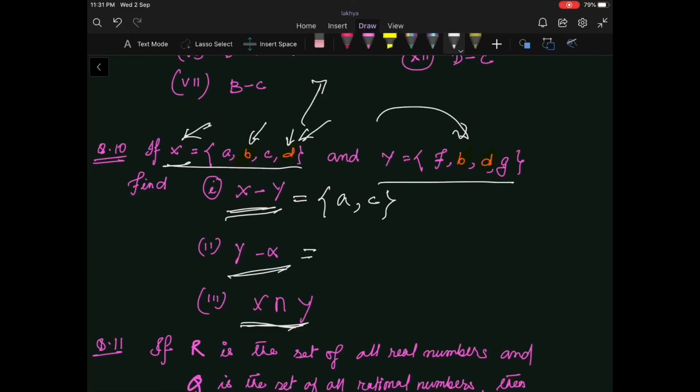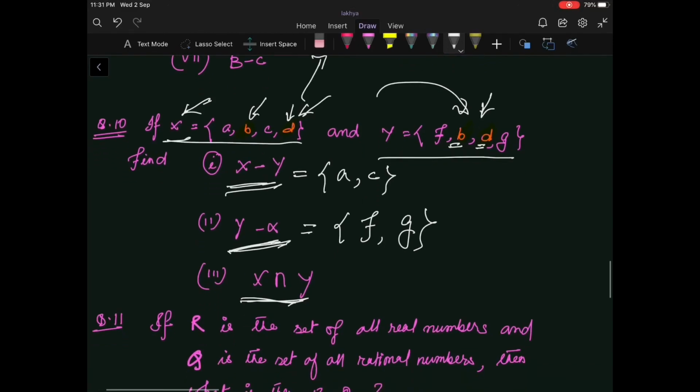Okay, then Y minus X. When you find Y minus X, you need to eliminate the elements which are common in both sets from the set Y. Now this is Y minus X, so let us eliminate the common elements from set Y. Then we will get F and Z. Okay, now X intersection Y means the set of common elements, that is B and D.